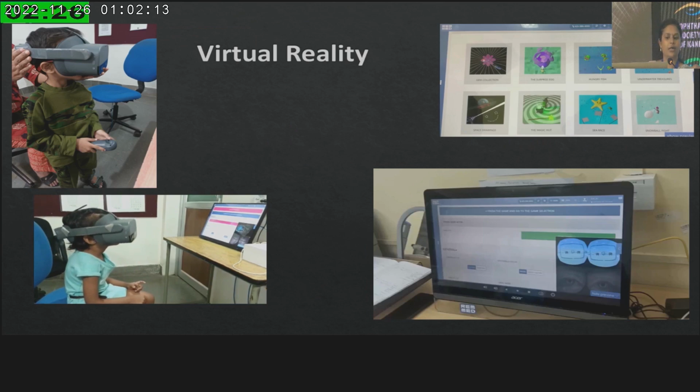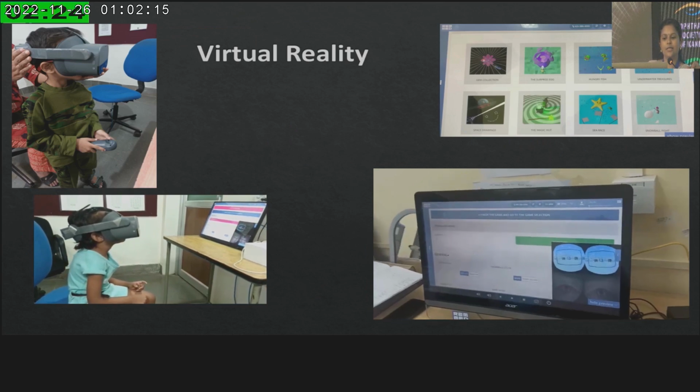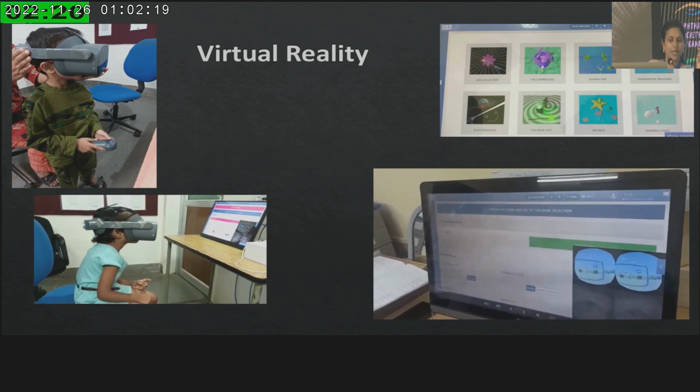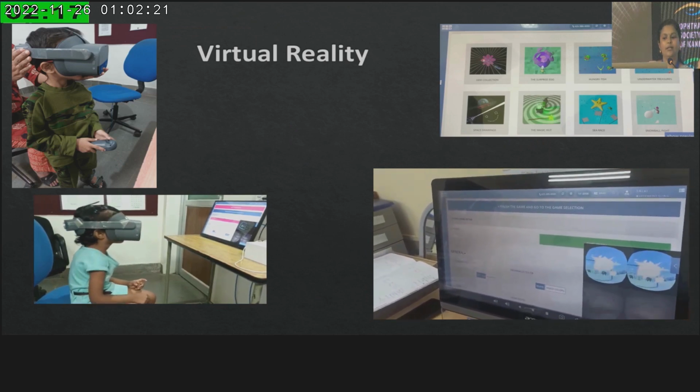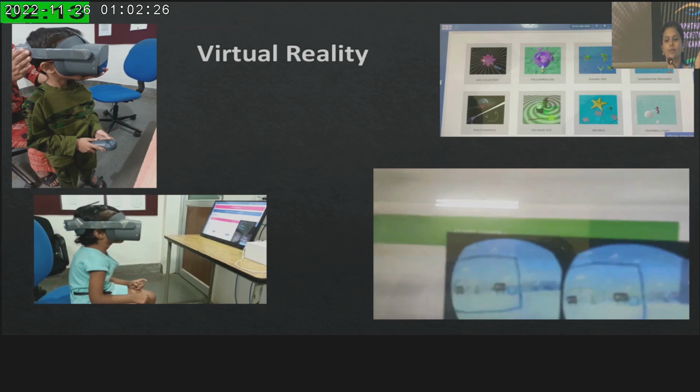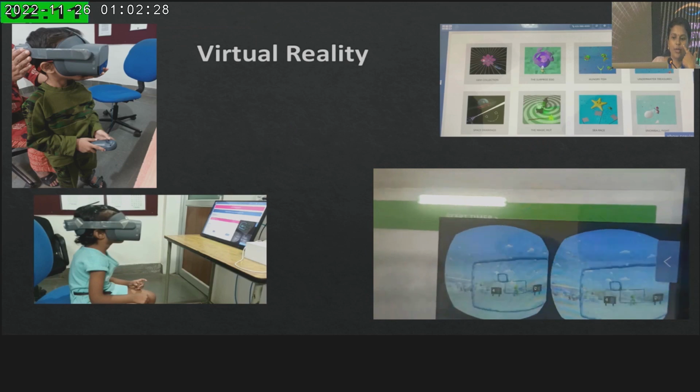She can just move her head. So the game she's playing is this ping pong ball game. It has a ball that will come and the child has to hit it with her head. She moves her head, the ball will hit. So this is more for training her for saccades, pursuits, as well as for coordination.